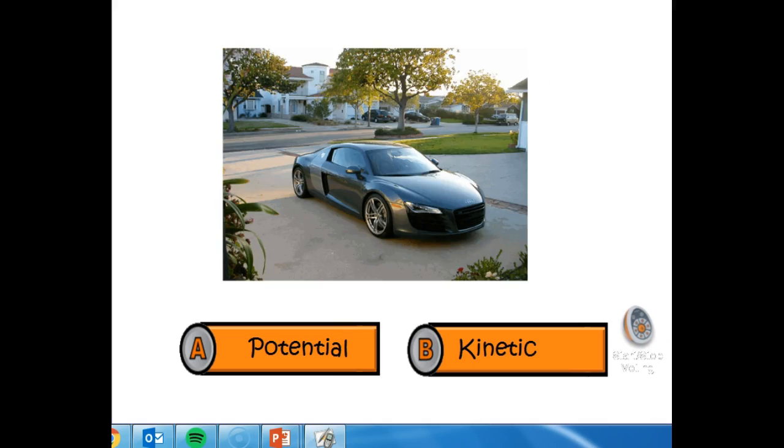Now, look at this. This is a parked car on a flat driveway. Is this potential or kinetic?